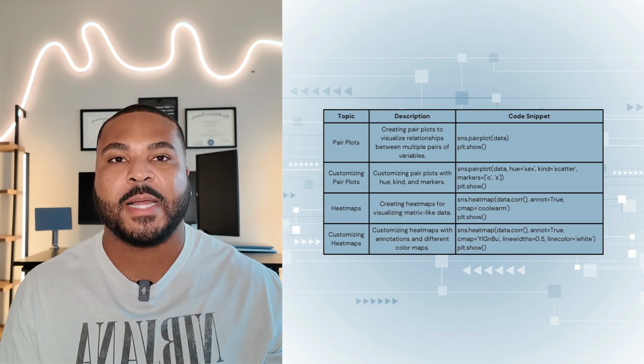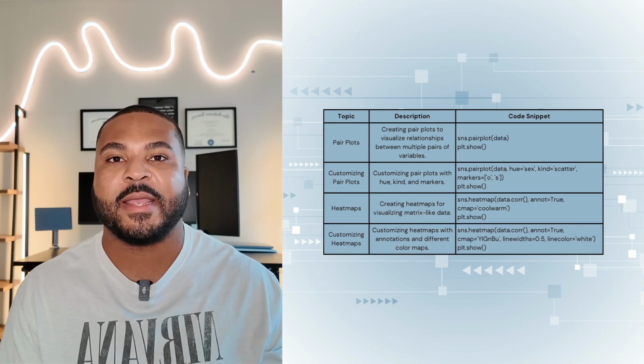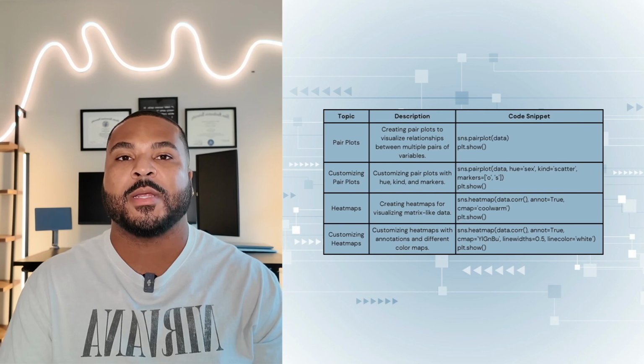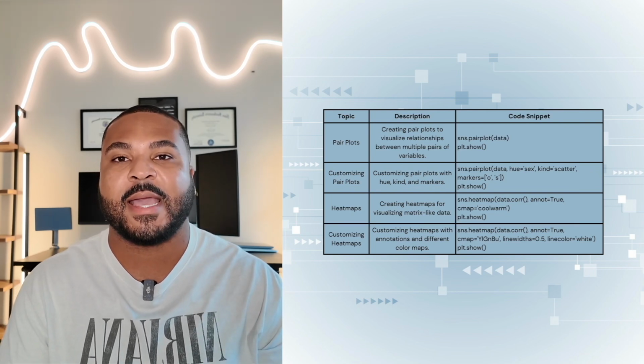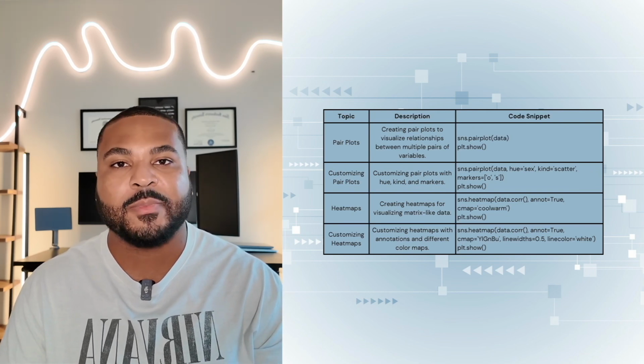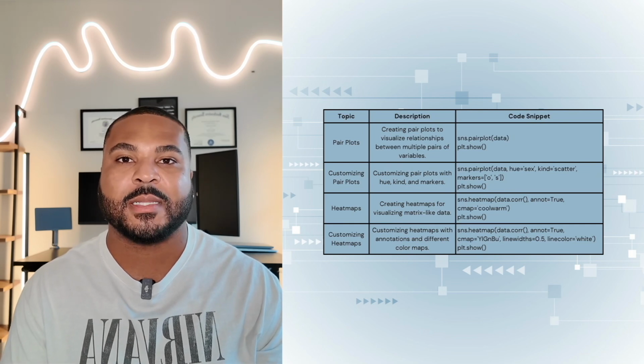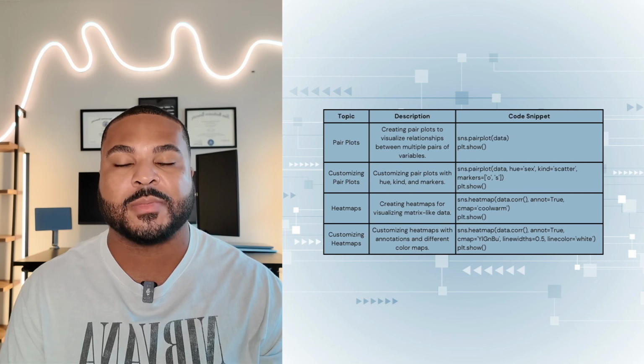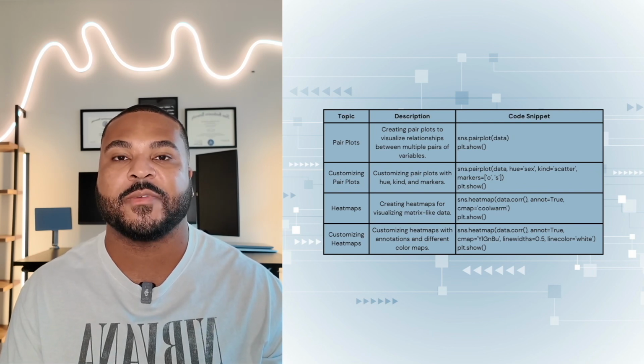You can customize pair plots to make them more informative and visually appealing. So for example, you can use the hue parameter to color the data points based on a categorical variable, and the kind parameter to specify the type of plot, such as scatter, KDE, or histogram. You can also use the markers parameter to specify different markers for different categories.